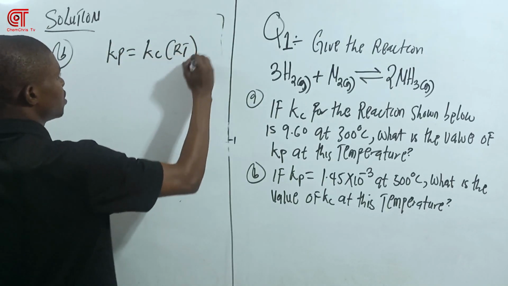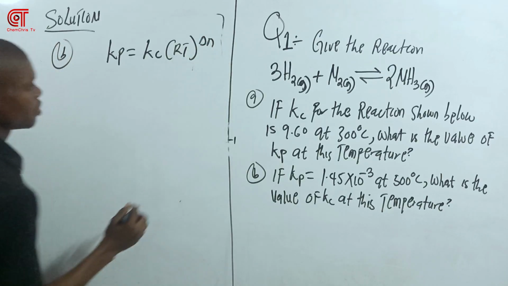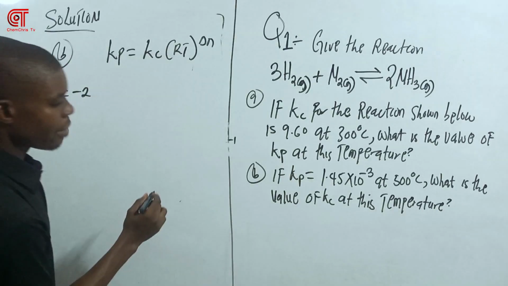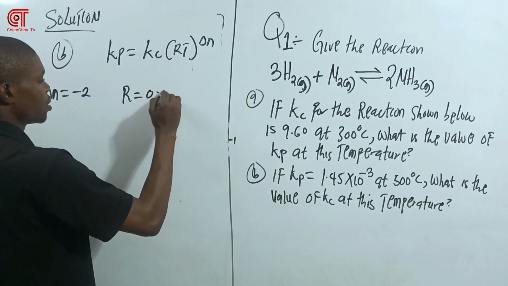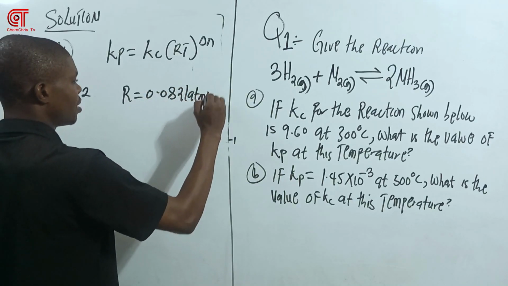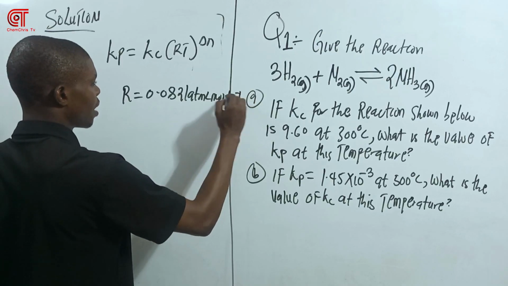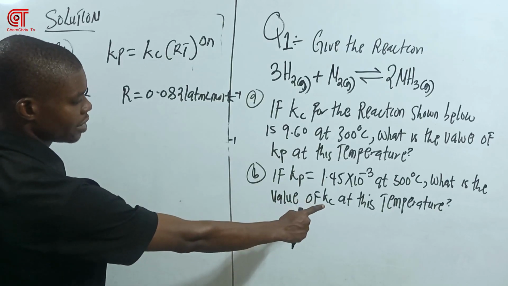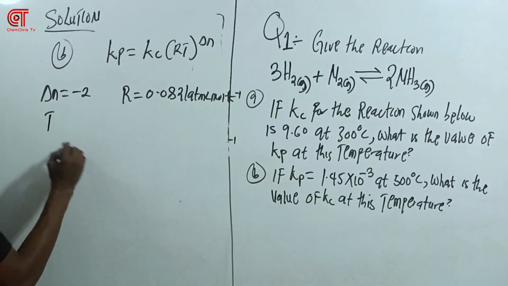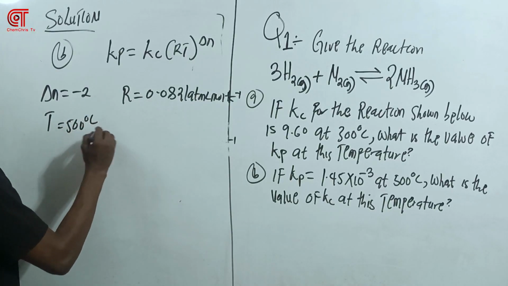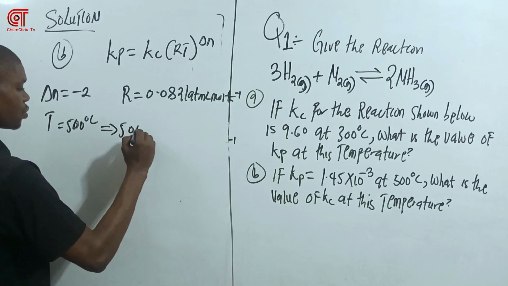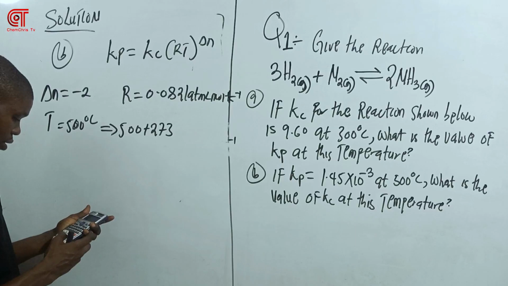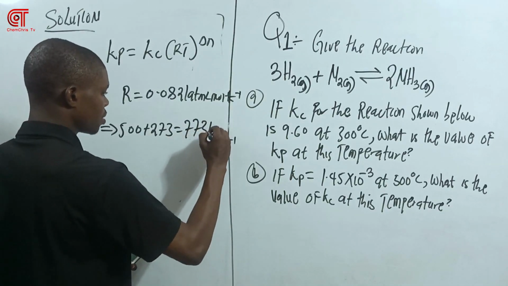For part B, remember Kp equals Kc (RT) to the power change in n, right? My change in n is already minus 2, right? My R is already 0.0821 atm liter per mole per Kelvin. Then now the temperature is different. My T here, they gave me 500 degrees centigrade, which is 500 plus 273, so you have 773 Kelvin.